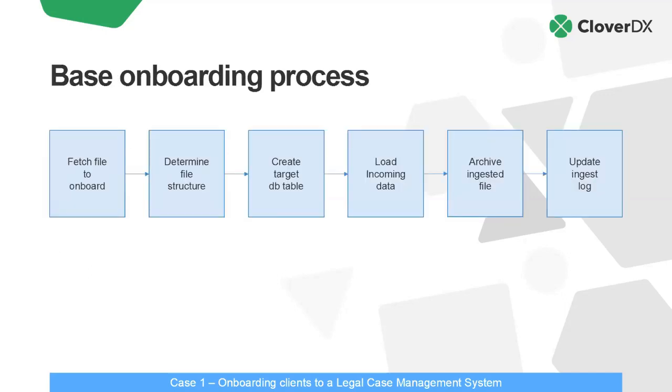We first build a base onboarding process where we're fetching a file to onboard and determining the file structure. So we're able to say, hey, this incoming CSV file will have 75 columns. Here's what the metadata looks like. And we're going to create a target DB table in the data lake to match that incoming data file.